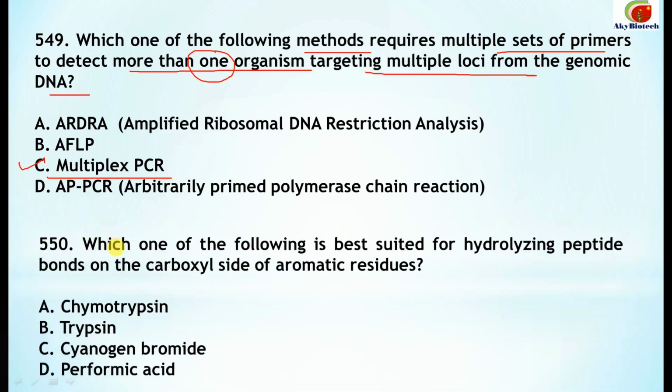Question number 550. Which one of the following is best suited for hydrolyzing peptide bonds on the carboxyl side of aromatic residues? The correct answer to this is A, chymotrypsin.